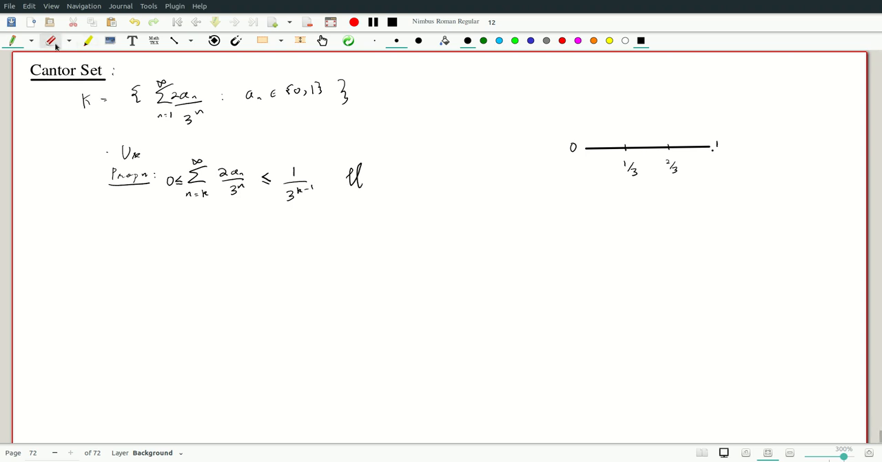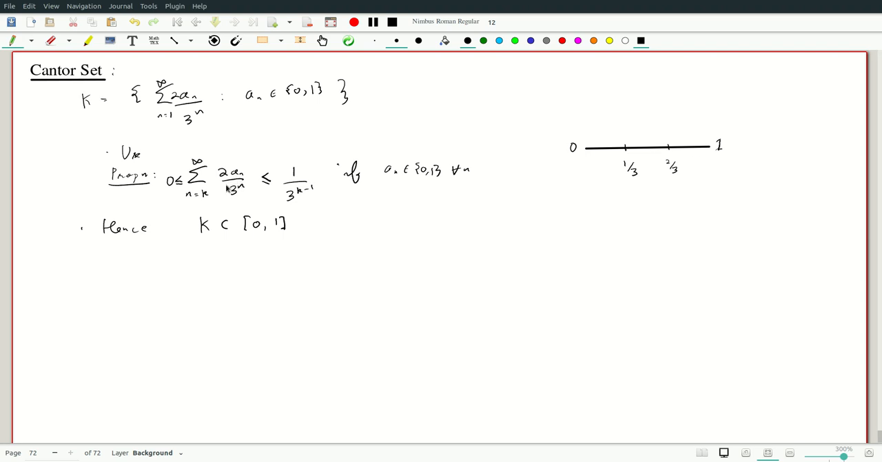if a_n belongs to {0, 1} for all n. Okay, so if we have such a sequence, we'll use this for differences between sequences as well. So hence K is contained in the interval [0, 1]. And we do get a point 0 where all these are 0. And we do get a point 1 also. And the point 1 comes about when I take all a_n's to be 1.